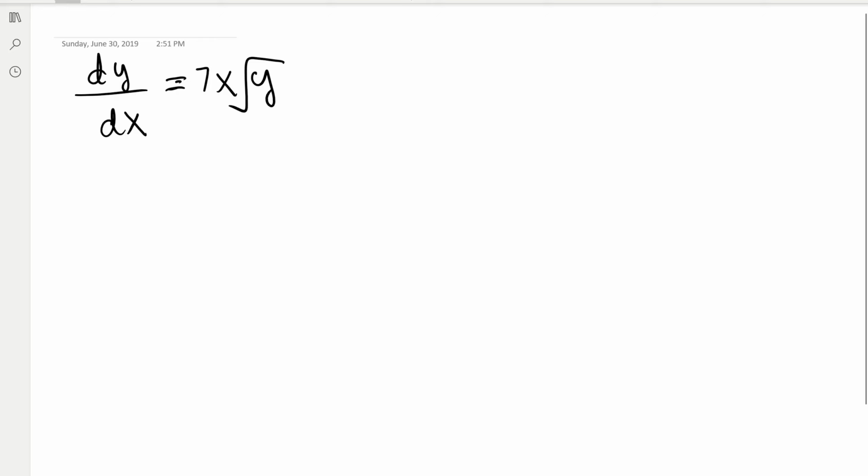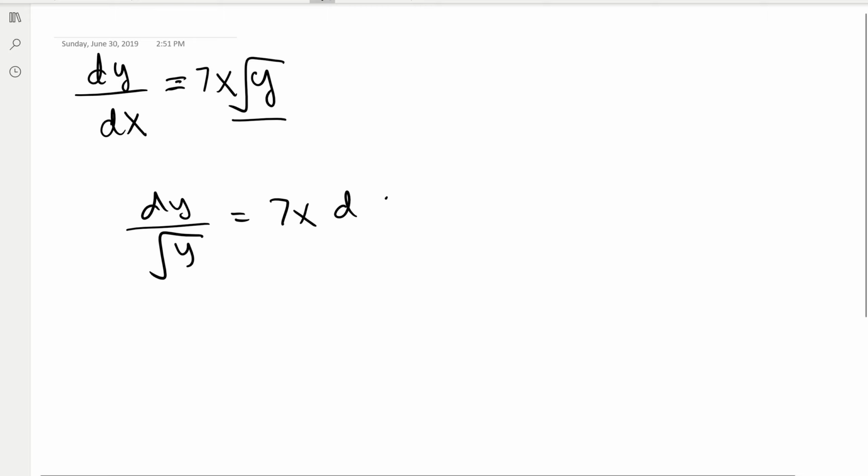Alright, hello everyone. So here we have another differential equation and we want to use separation of variables. It's easy to separate. We can just take the square root of y into the left hand side and divide by square root of y. Take dx to the right. So here we got the separation.